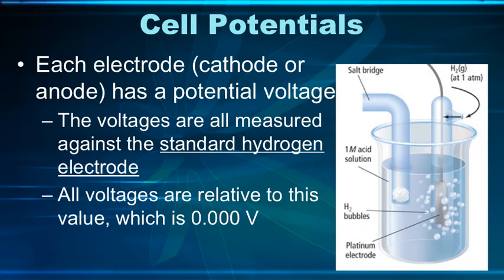Each electrode has its own potential voltage. The voltages are all measured against what's called the standard hydrogen electrode, which is 0. Okay, so you can make an electrode out of hydrogen. We're not going to see that, at least in person, but we set that one equal to 0, and then you have plus or minus compared to that, and that's how we're going to generate the voltage of a battery.